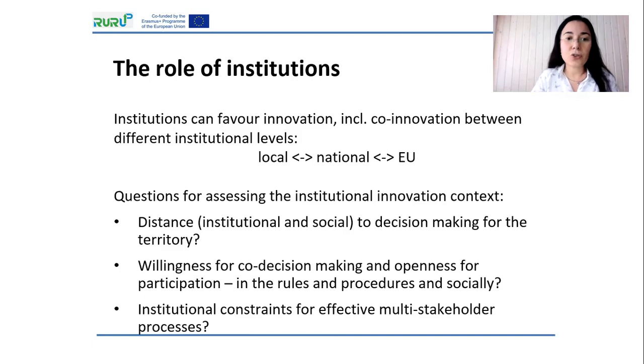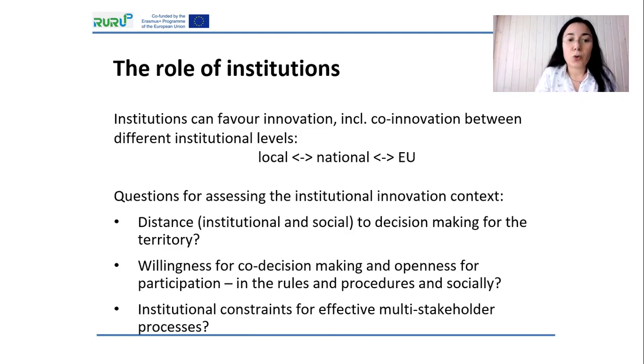There are certain questions that we have to consider when we are assessing the institutional context for innovation. These questions refer to the distance, whether it's a social distance or an institutional distance, to decision-making for the territory. So how easy is it for certain people, certain businesses to get involved in decision-making for the territory? Is it a big distance or a small distance?